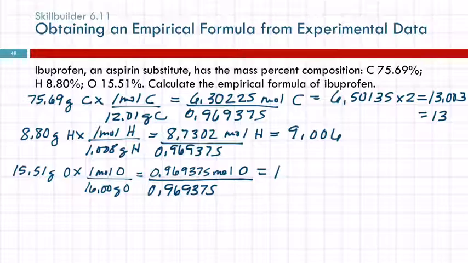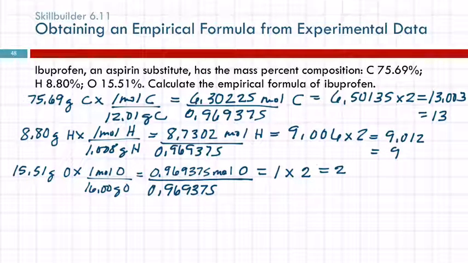So I multiplied that one by 2. I'm going to multiply this one by 2. That's going to give me 9.012. Also close enough to round to a whole number. We're going to call that 9. And then I've got this one on the bottom times 2 is going to be 2. So I've got carbon with a subscript of 13.